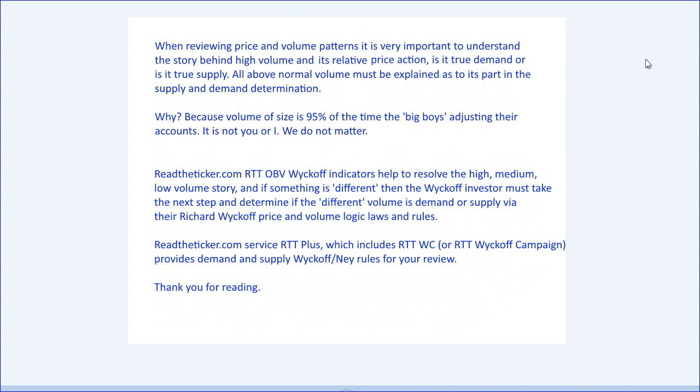When reviewing price and volume patterns, it is very important to understand the story behind high volume and its relative price action. Is it true demand, or is it true supply? On your chart, all above normal volume must be explained as to its part in the supply and demand determination. So any chart you're looking at, you see high, low, medium and high volumes. You must examine the high volume parts in your chart to see whether that is demand or that is supply, with the application of your Richard Wyckoff logic. Why? Because volume of size is 90% the big boys. You and I can't do that. We do not matter.